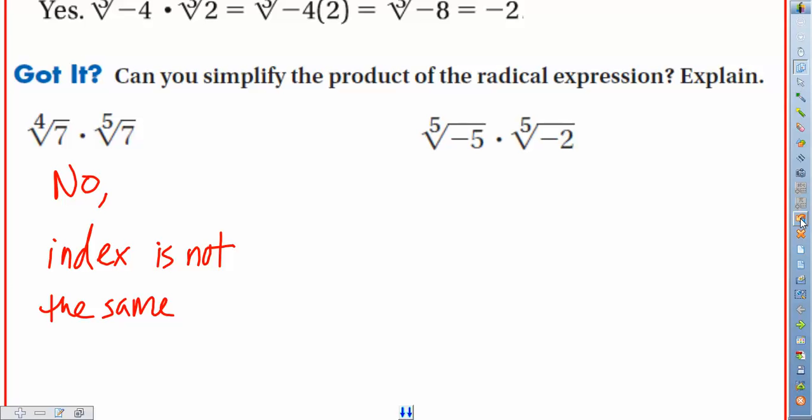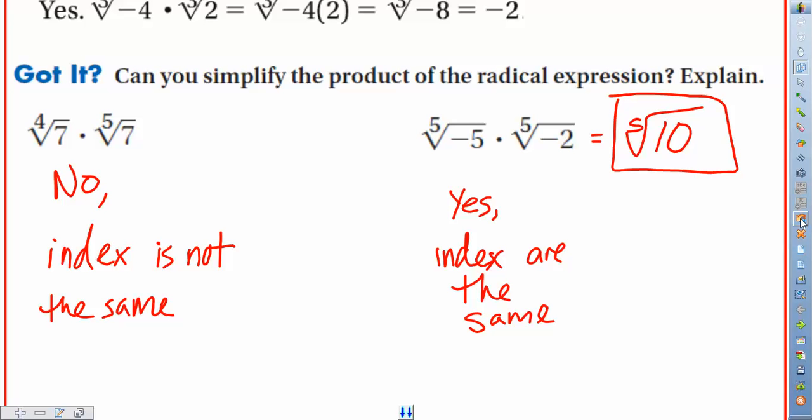How about the other one, the fifth root of negative 5 times the fifth root of negative 2? We can simplify it because the indices are the same, so then we can multiply the negative 5 and the negative 2 together. We end up with the fifth root of positive 10, which we actually can't simplify, because there is no integer that when you multiply by itself 5 times you get 10. Cannot do it. Do not confuse this with addition. We're dealing with multiplication here. Okay, so there's problem number 1.